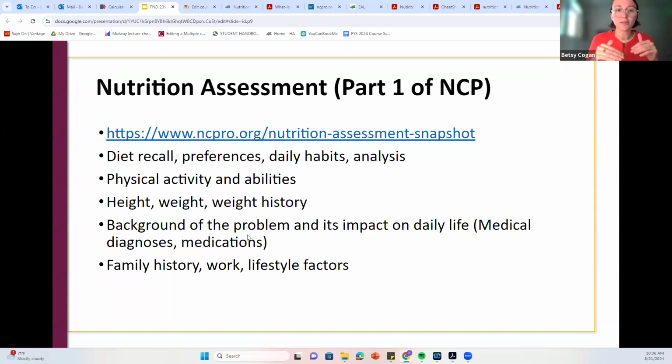So what is their family history? Do they have a risk for certain diseases or not? Are they working? What kind of work do they do? Other lifestyle factors, like how much are they getting out of the house? Do they have friends? Are they happy? Or do they have mental health concerns? All of these factors are really important assessment data that is summarized right in this snapshot resource.